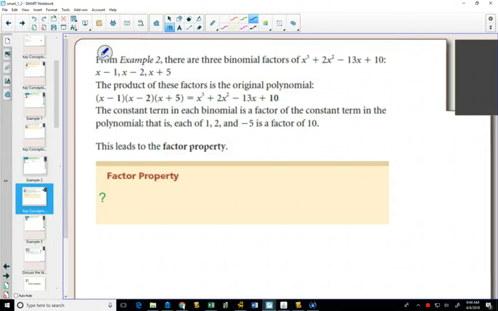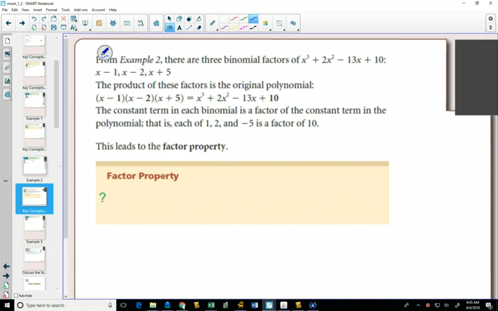Yesterday we looked at an example where we found a bunch of factors. Here's an example that was at the top of page 18, where they had x cubed plus 2x squared minus 13x plus 10, and they found three factors of this. So we've got this equation here that x cubed plus 2x squared minus 13x plus 10 is equal to x minus 1 times x minus 2 times x plus 5.